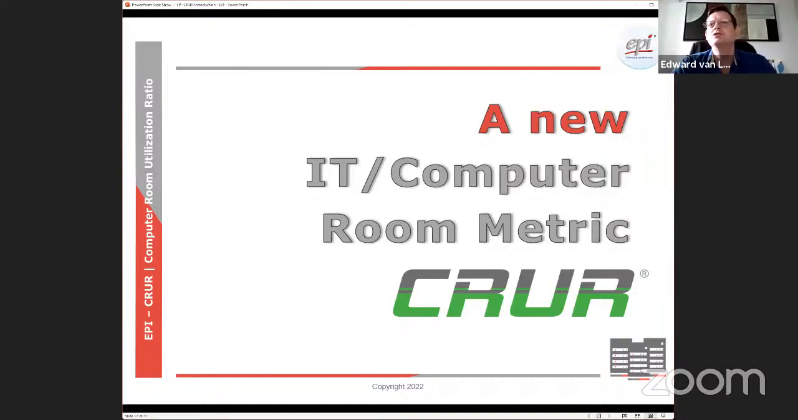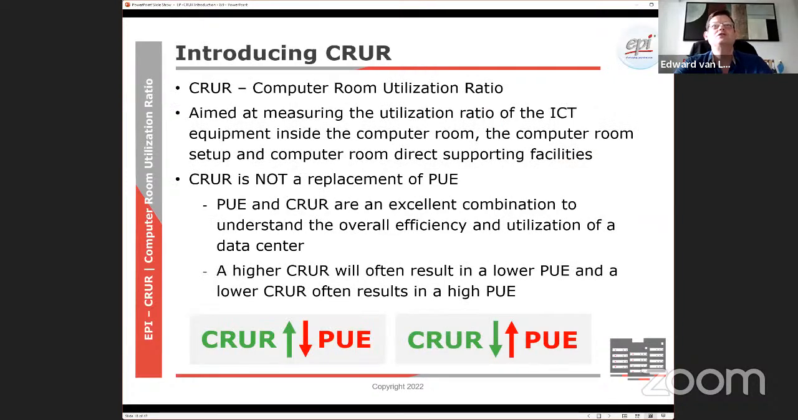And we called it the CRUR, the Computer Room Utilization Ratio. And this ratio is all aimed at looking at the ICT equipment, the computer room itself, and the overall computer room setup, including its direct supporting facility. So when I talk about direct supporting facility, we're talking about the air conditioning equipment in the computer room, the UPSs feeding the IT equipment inside the computer room.